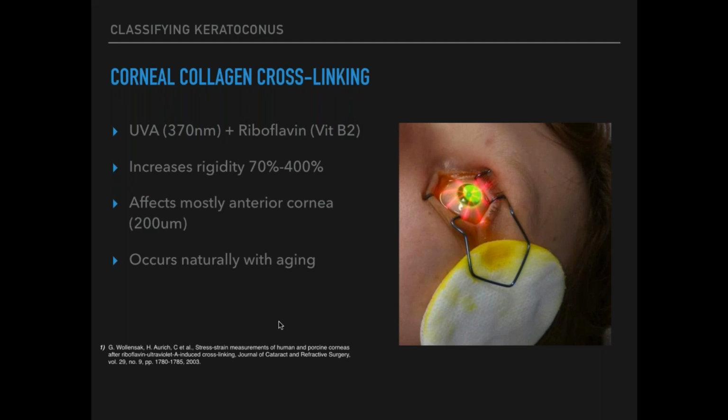Like I said, I think it's a good idea to have at least a base of knowledge so that you can use it to interpret the results on your own or discuss with surgeons who you refer patients to. One of the big things we use it for as optometrists, though, is going to be monitoring progression for corneal collagen crosslinking. So I just have a few slides here.